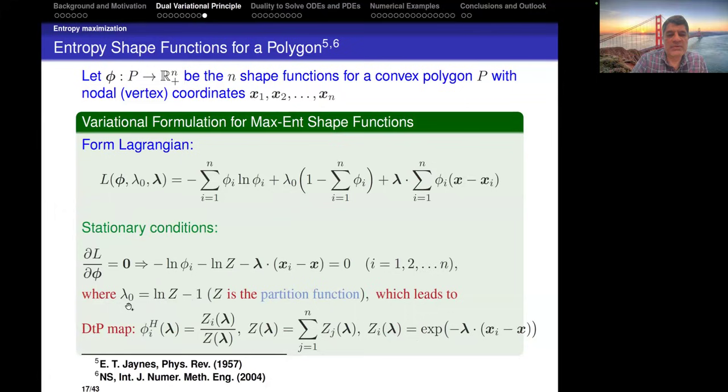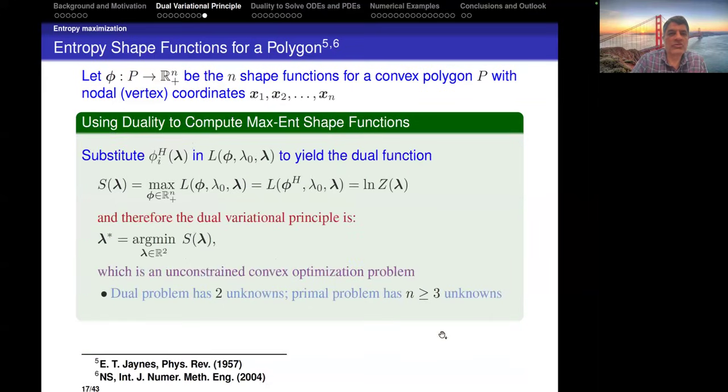Now you get rid of the lambda naught by replacing it with Z, which is called the partition function in statistical mechanics. That leads you to this form for the map. So this becomes my dual to primal map: phi i H is this exponential divided by the sum of exponential forms. Therefore, this also forms a partition of unity by construction.